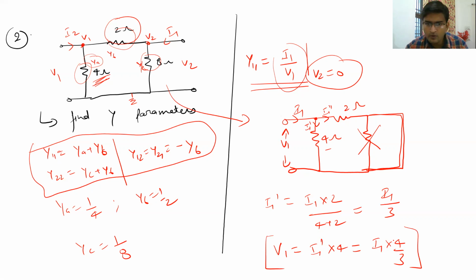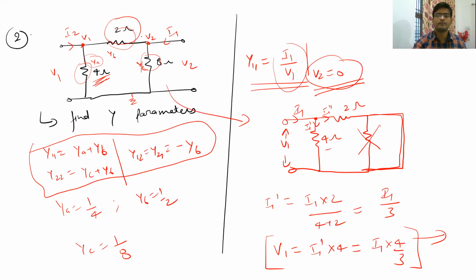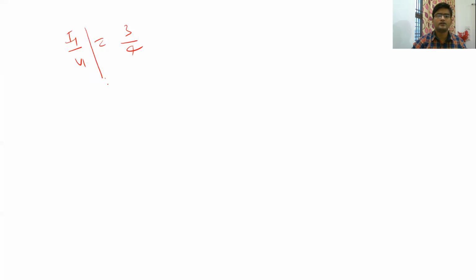So the value of V1 is nothing but I1 into 4 by 3 under the condition V2 is equal to 0. Can you calculate the ratio I1 upon V1? Yes, very easily. You just use this formula. So you will get I1 upon V1 is equal to 3 upon 4, under the condition V2 is equal to 0, and this is nothing but your Y11 value.